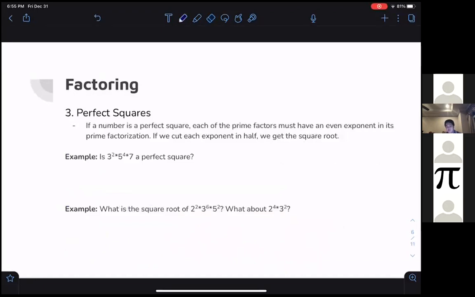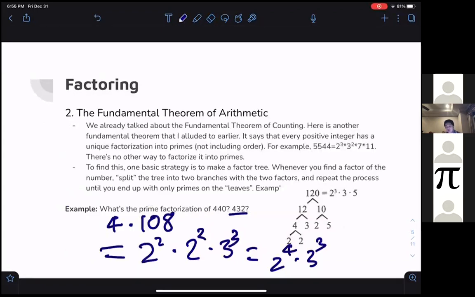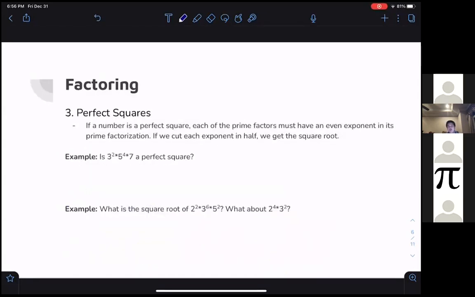So perfect squares. Well, we have this prime factorization here, right? How can we tell whether a number is a perfect square from it? Well, each of the prime factors must have an even exponent in its prime factorization. If we cut each exponent in half, we get the square root.